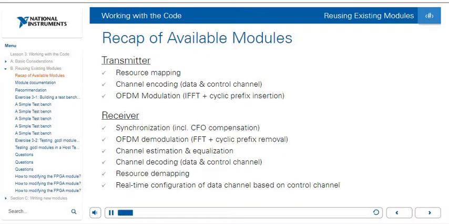First, let's recap the available modules as covered in Lesson 2. In Lesson 2, we discussed the transmitter and receiver implementations in the LTE application framework. Briefly, the transmitter implements a resource mapping, channel encoding in the data and control channels, and OFDM modulation, which includes an inverse Fourier transform and cyclic prefix insertion. The receiver implements synchronization, including CFO compensation, OFDM demodulation, channel estimation and equalization, channel decoding for both the data and control channels, resource demapping, and also real-time configuration of the data channel based on the control channel.